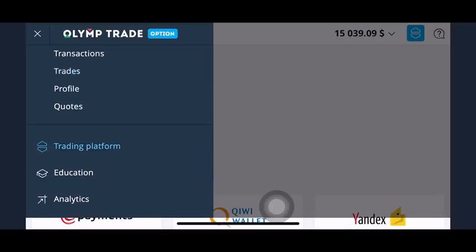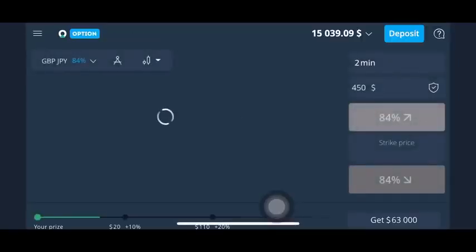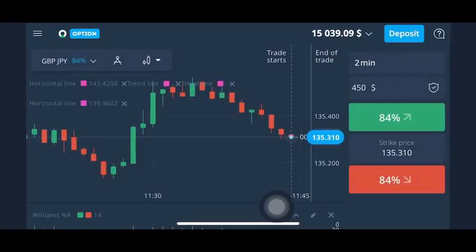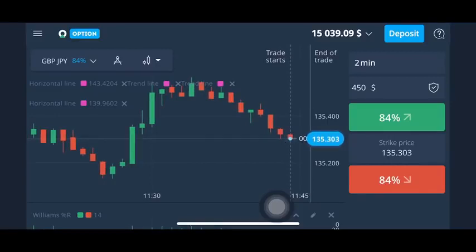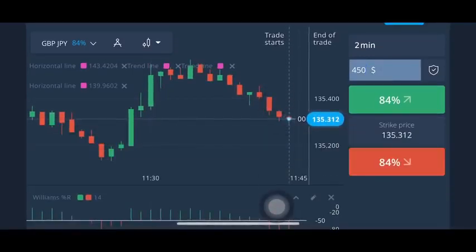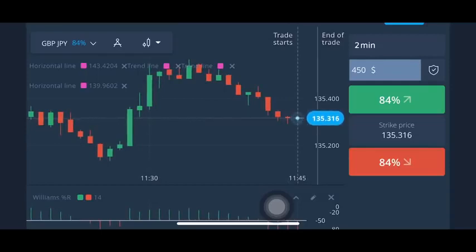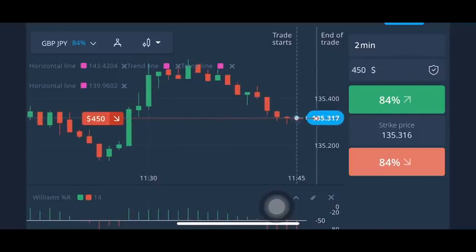Now let's go to the trading platform real quick and we will try to do some trades. Let's try and open a couple of trades here. Let me show you guys how exactly I trade. So, 2-minute time frame, $450. I'm going to open a trade on GBP JPY. I'm going to open a down trade because it's clearly a downtrend, as I can see.